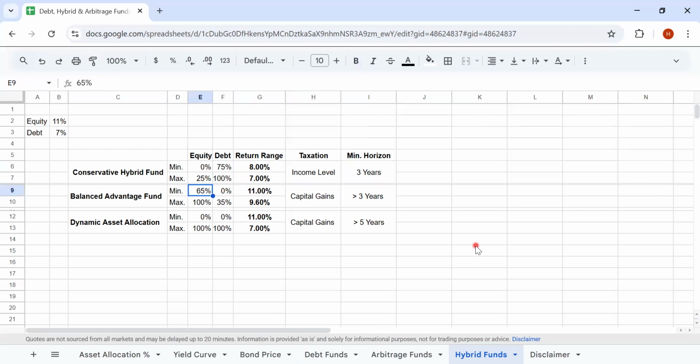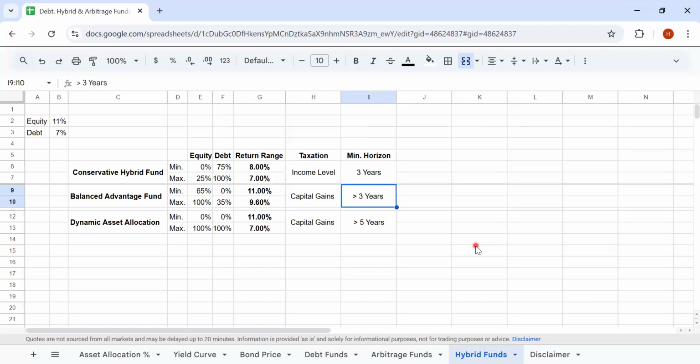So here the minimum equity level will be 65% and the maximum can be 100%. So the debt is like 0 to 35%. As a result, the returns will be slightly higher compared to the conservative hybrid. Assuming similar returns in equity and debt, you will end up somewhere between 9.6% and 11%. This is a lot more resilient, and the goals have to be more than 3 years. If it is anywhere between 3 to 5 years, this should be good.